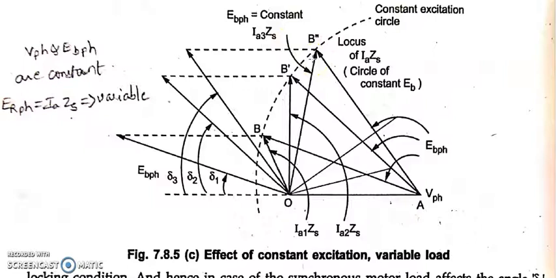Okay, this effect of constant excitation and variable load is nothing but what? A combination of various loads superimposing on each other. It's a combination of various loads for the same synchronous motor, again superimposing on each other. So I got ER1 phase, ER2 phase, ER3 phase for EB phase 1, EB phase 2, EB phase 3 for common V phase. And one more thing you can see is constant excitation. If I draw a circle for this locus, I get a circle like this. It's called the locus of IAZS. Locus means what? The end point of IAZS. It appears to be a circle.